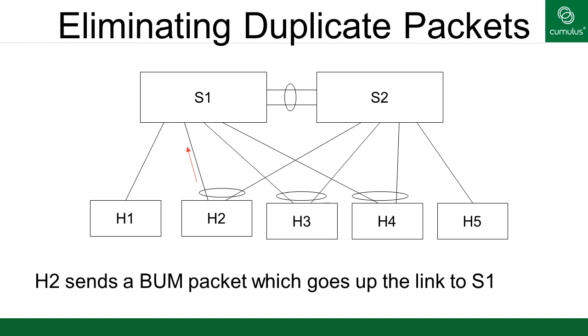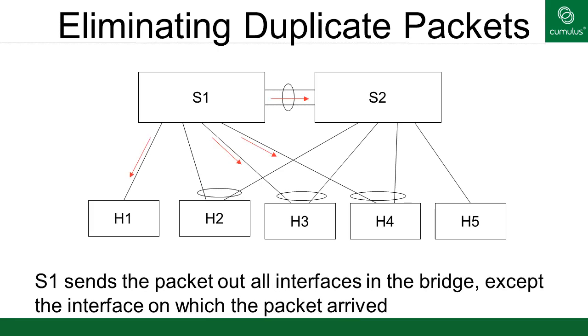When that packet gets to switch S1, being a good bridge, S1 is going to flood that packet out all the links except the one on which it came in on. And so it's going to go to H1, H3, H4, and across the inner switch link to S2.